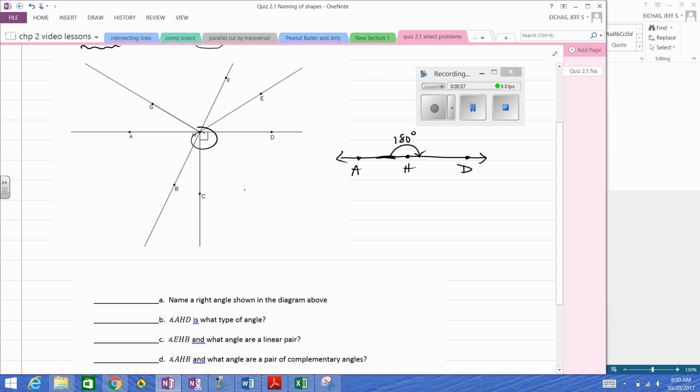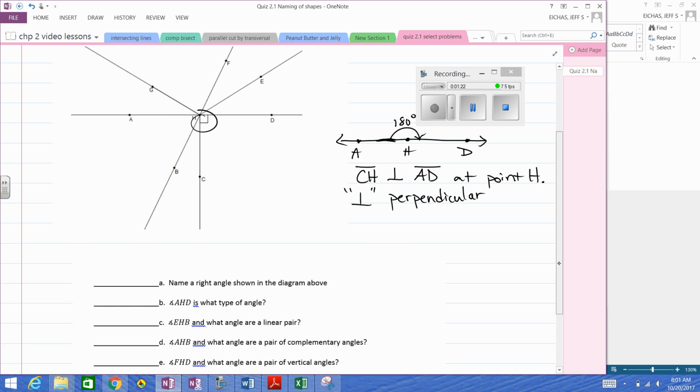This symbol right here is the right angle symbol. What that means, another way to write that could be something like this: CH is perpendicular to AD at point H. You could see things like that. Perpendicular is that symbol right there. We've talked about it, but just a reminder. So the right angle symbol is that box in the corner.